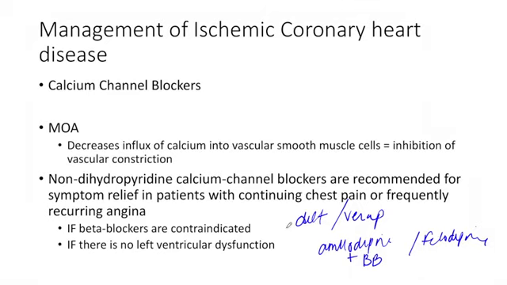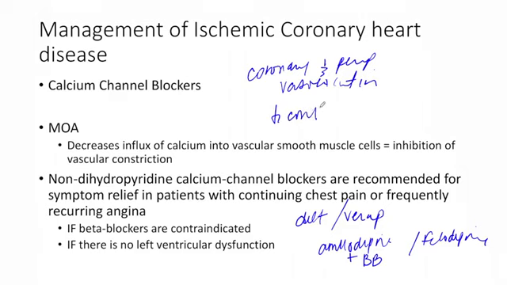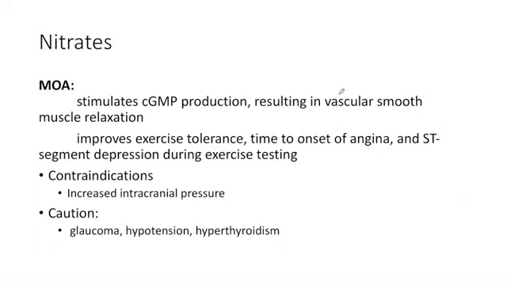Causes coronary and peripheral vasodilation, and reduces contractility. Nitrates. So we're going to spend a little bit of time here. Nitrates can be used as mono or add-in therapy. They are going to improve exercise tolerance, time to onset of angina, and ST segment depression during exercise testing. So there's a clear reduction of ischemia related to nitrates.